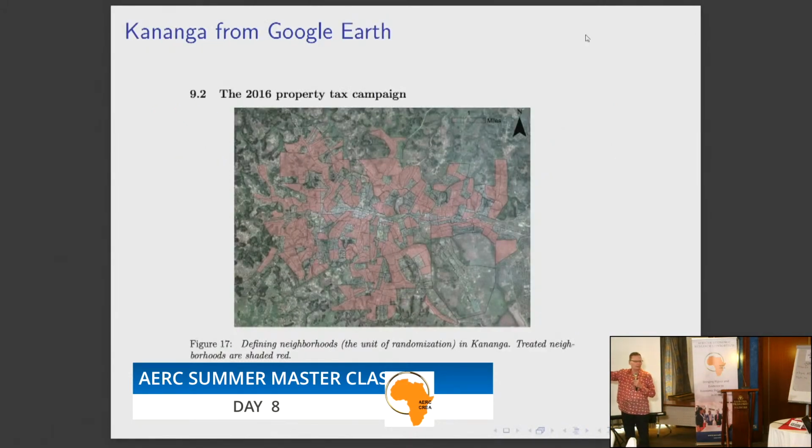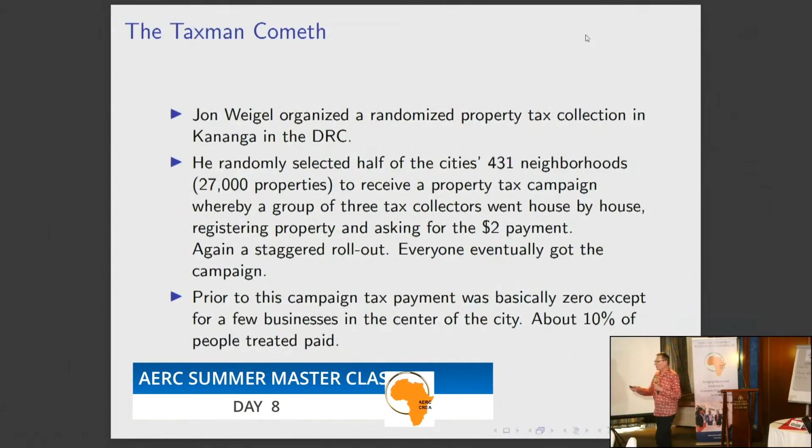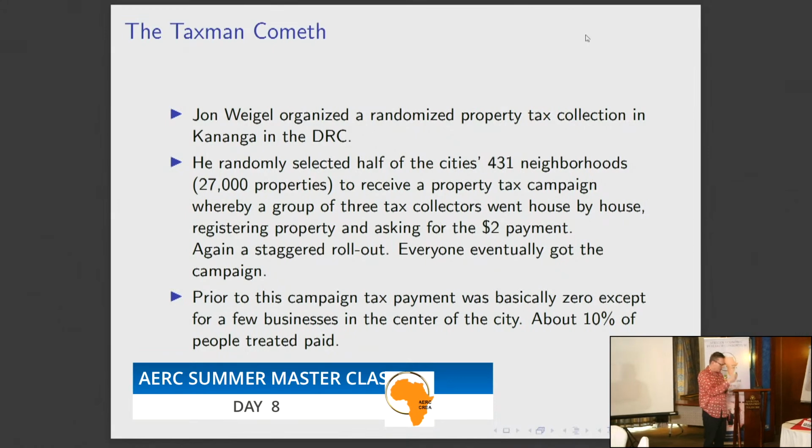Okay, so in Kananga, let me show you. Here's Kananga from Google Earth, and you can see, I don't know if you can see these red neighborhoods. Treated neighborhoods are shaded red. So here's the whole city of Kananga, and within Kananga, there are 431 neighborhoods with about 27,000 properties, and he persuaded the governor to basically randomly roll out this tax. I'll tell you more about what this tax program involved.